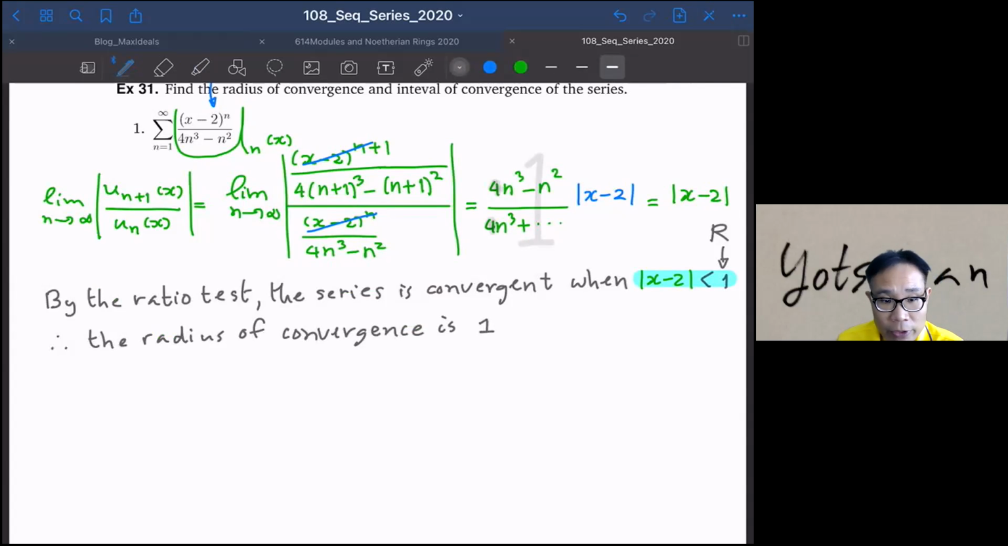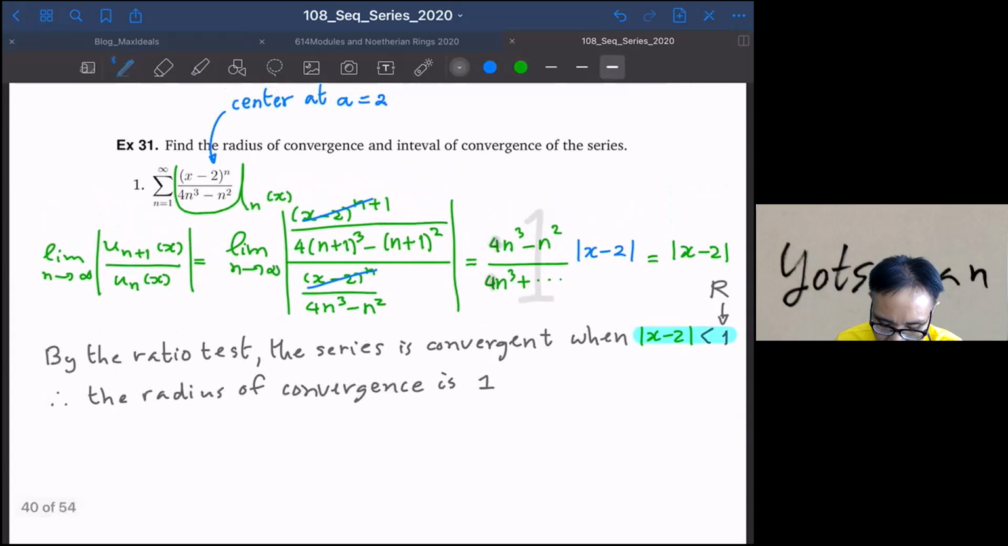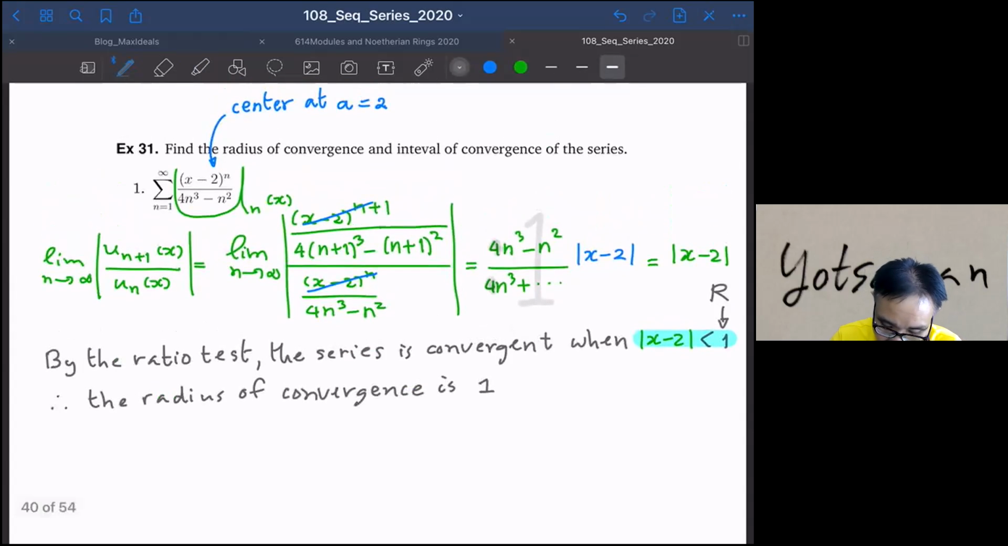Okay, so you have the radius of convergence equal to 1. For finding the interval of convergence, you're going to plot the center. The center is at a equal to 2. So you have a equal to 2 as the center, and the radius turns out to be equal to 1, so it's going to be 1 step.